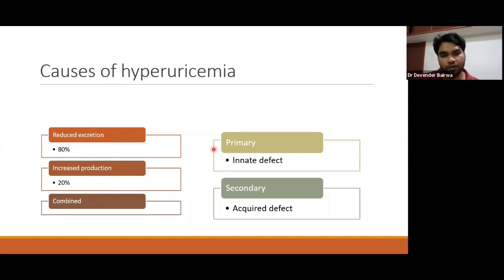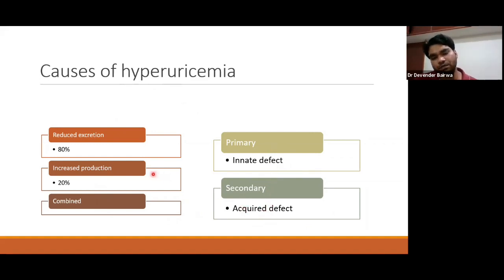The other way of dividing causes of hyperuricemia is primary and secondary. Primary means there is an innate defect. For example, HPRT deficiency, PRPP overactivity, or some kind of genetic defect. Secondary means an acquired defect, which can be because of some disease like CKD, diabetes, hypothyroidism, or diabetic ketoacidosis. So you can divide the causes of hyperuricemia either according to the mechanism or according to the cause.